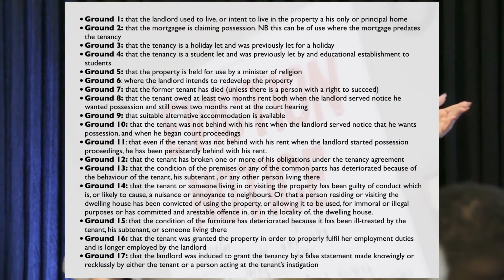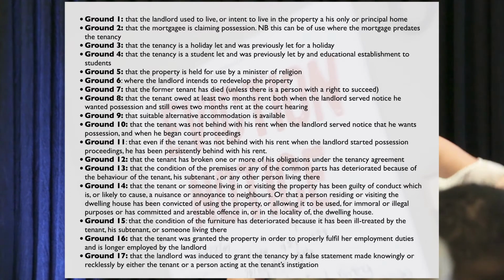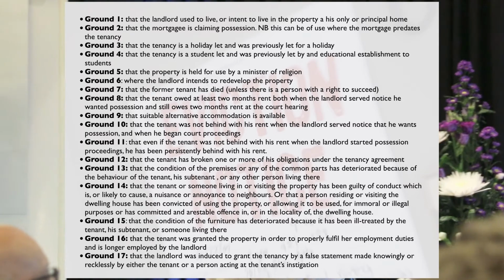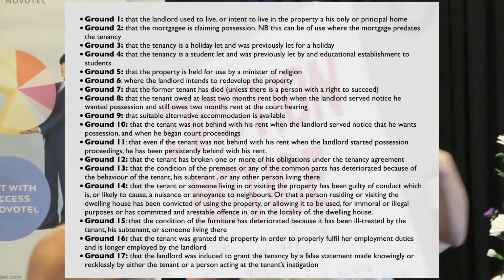Just so that you can see, these are the grounds that we can choose to pick from in order to use for possession. So as you can see, some of them are not all horrible. So for example, ground 5, I like that one. If the property was rented to a minister of a church and the minister ended his ministry, and that property was in relation to that job, you'd use ground 5 to end that tenancy.